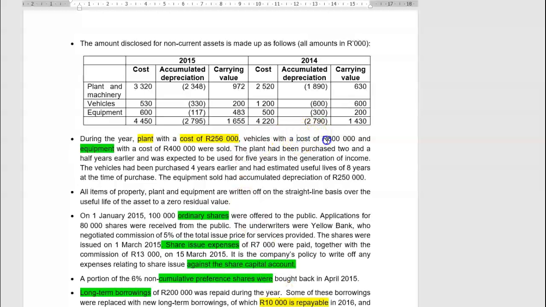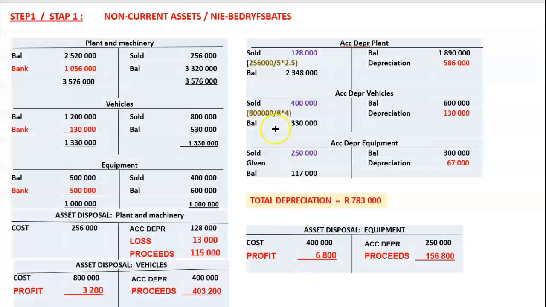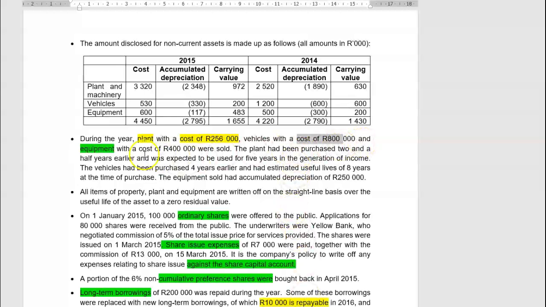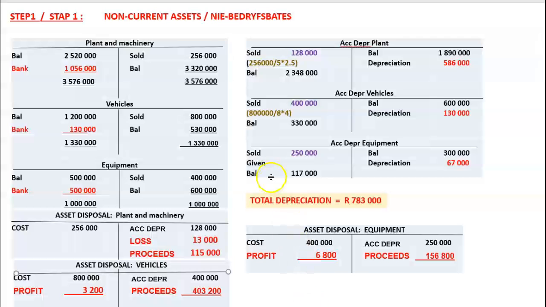Then for vehicles, a cost of 800,000. We're going to take the 800,000 out of the vehicle account, cost price, and put it to the asset disposal account of vehicles. Then for equipment, 400,000 is going to be taken out of the cost account and transferred to the asset disposal account, 400,000 on equipment.